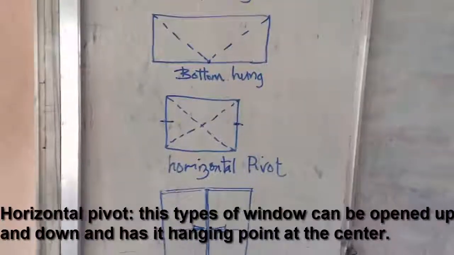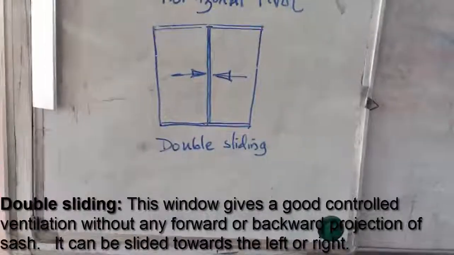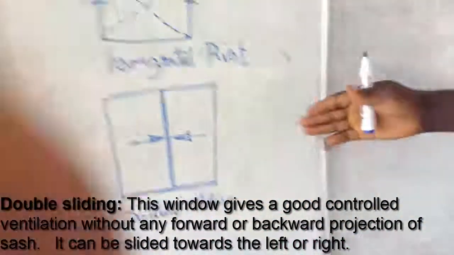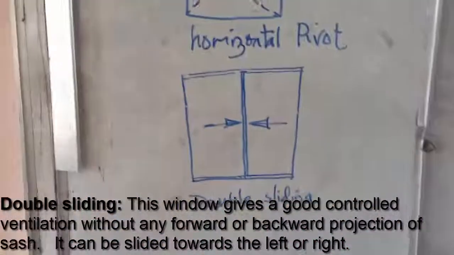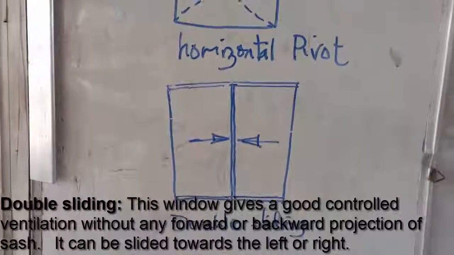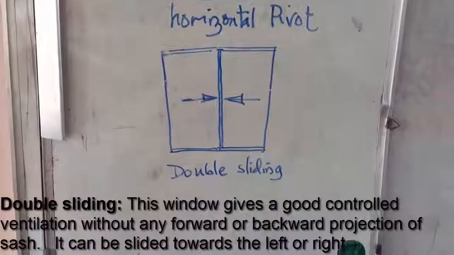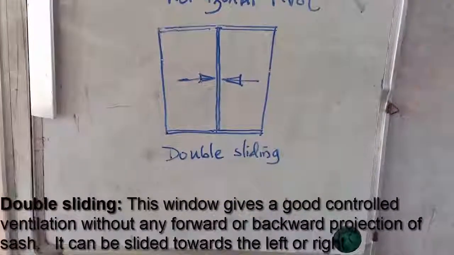The next one, it is double sliding. This is the commonest one we see around us. The double sliding here, this is a window you have seen here. This window has 2 leaves. We call it double. Sometimes we have 3. We have 4 type of sliding. But this one is the common double sliding one.